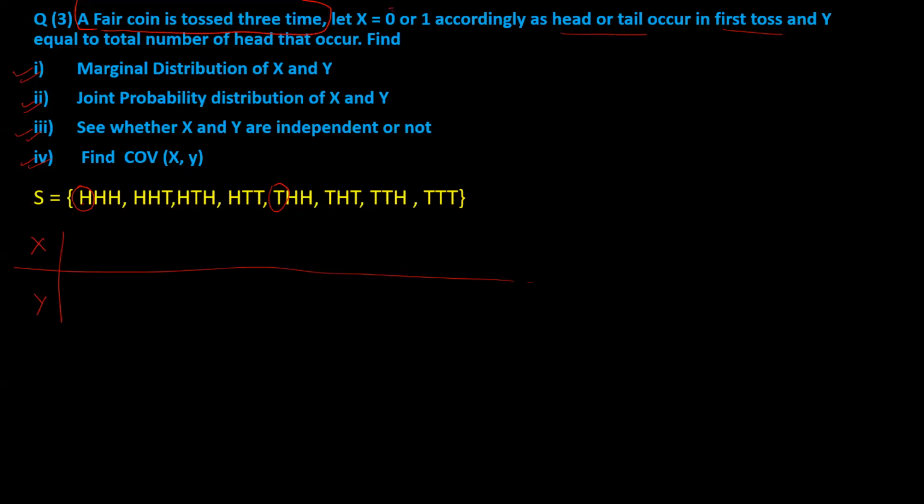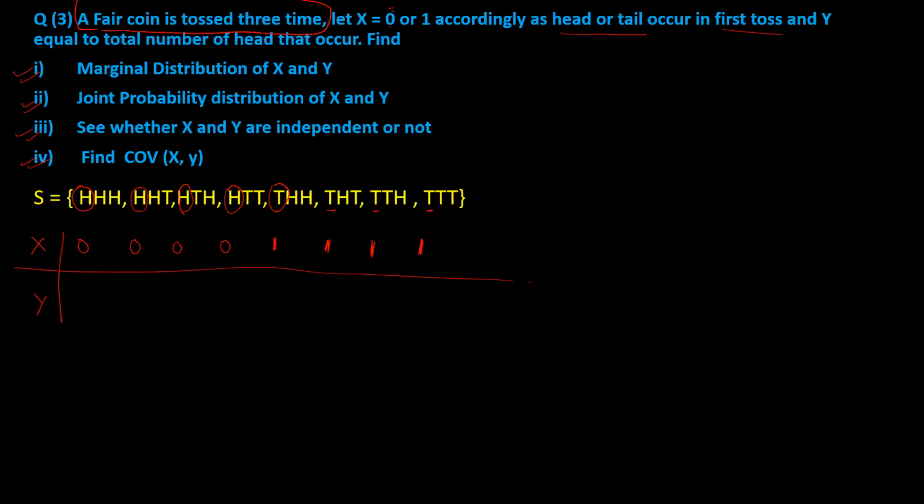So you can see here in the first outcome, the first toss is head, so I will put 0. In this also, the first toss is head, so I will put 0. In this also, if it is head, it is 0. In this also, the first toss is head, it is 0. In this it is tail, so it will take 1. In this case also it is tail, so it will take 1. In this it is tail, it will take 1. And in this case also it is tail, it will take 1.